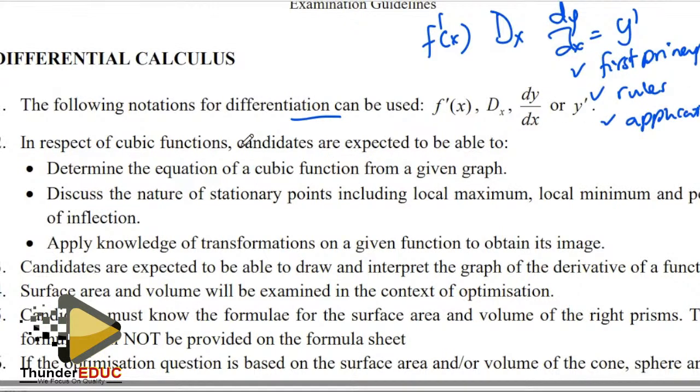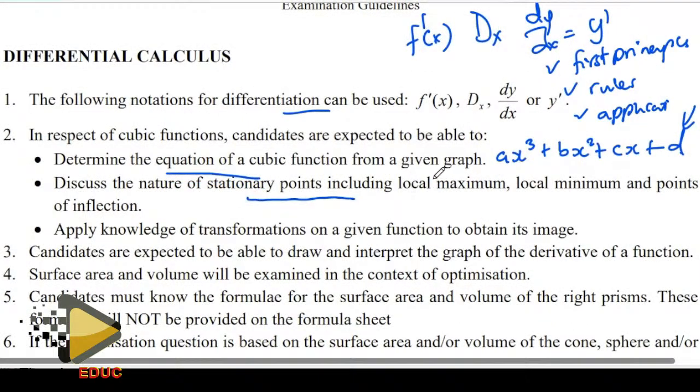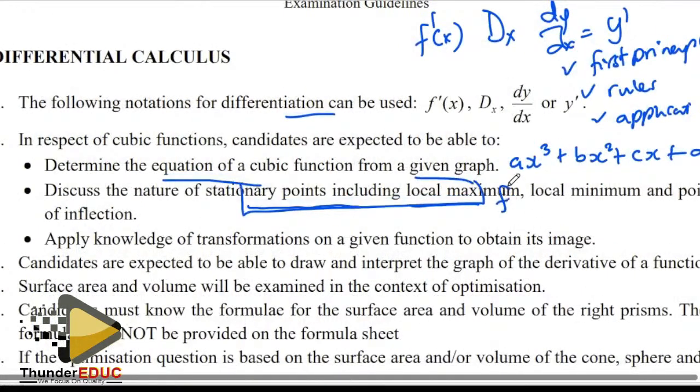Okay, here they are telling us that in respect of cubic functions, candidates are expected to determine the equation of the function. Remember that is ax cubed plus maybe bx squared plus cx plus d, where d represents the y-intercept. And then we can use either the long division or the synthetic approach in doing this. Then you need to discuss the nature of the stationary points. So these stationary points are basically the turning points, either the local minimum and the local maximum, and then the points of inflection. So for you to get the stationary points, remember, you need the first derivative.